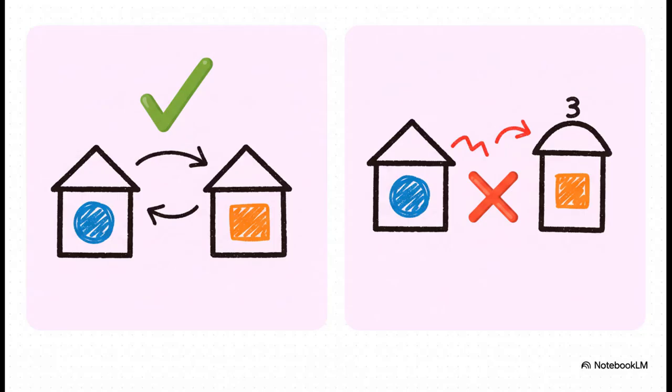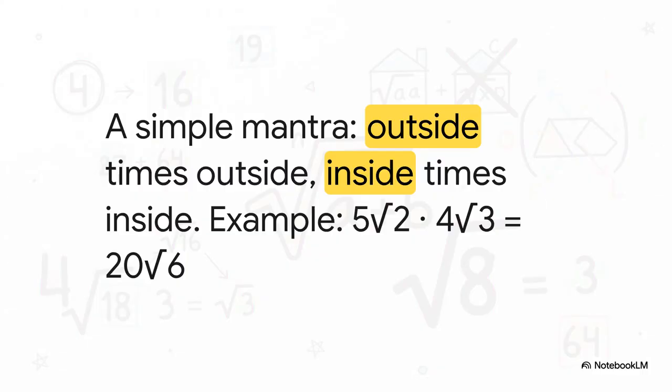And this right here is the absolute key to that rule, the non-negotiable part. On the left, with the green check mark, you see two square root houses. Their indexes are the same, so you can go ahead and combine what's inside. But look at the right. You've got a square root and a cube root. The houses are different types, so you just can't multiply what's inside. The houses have to match. Simple as that.